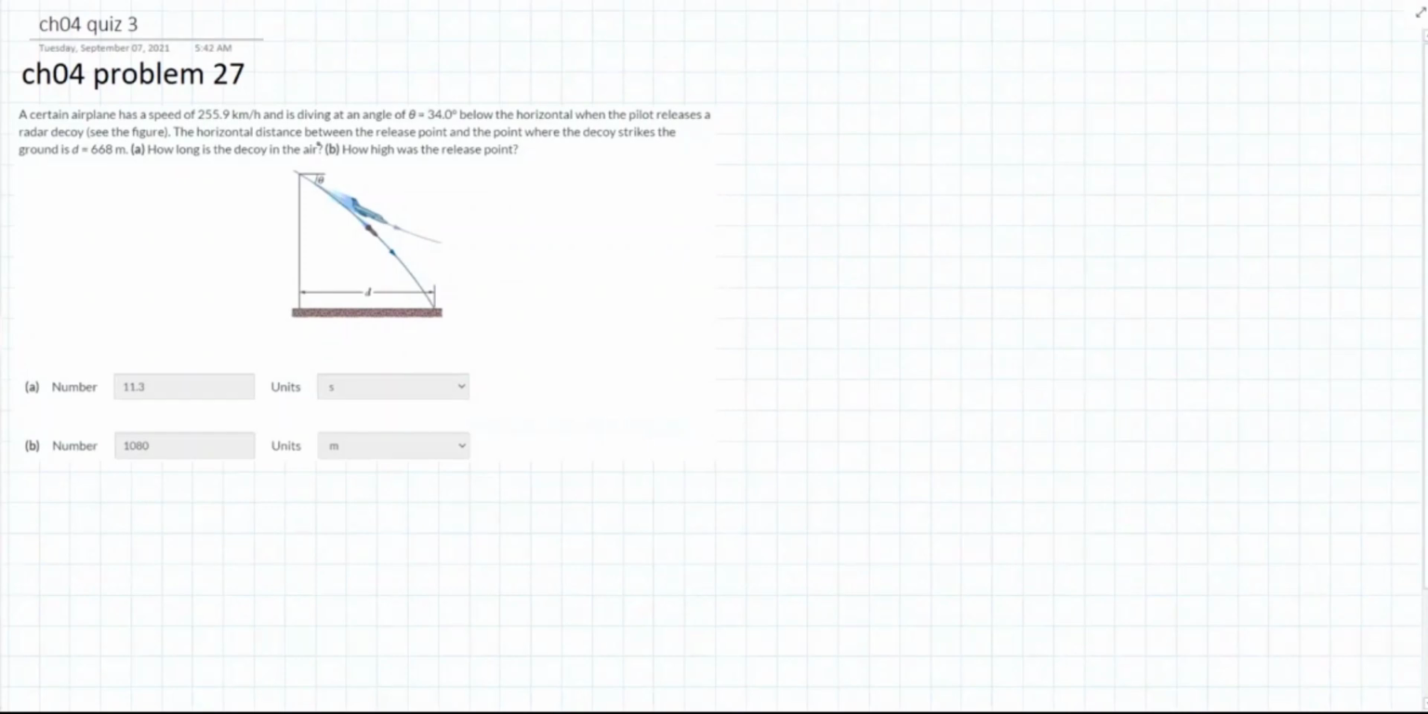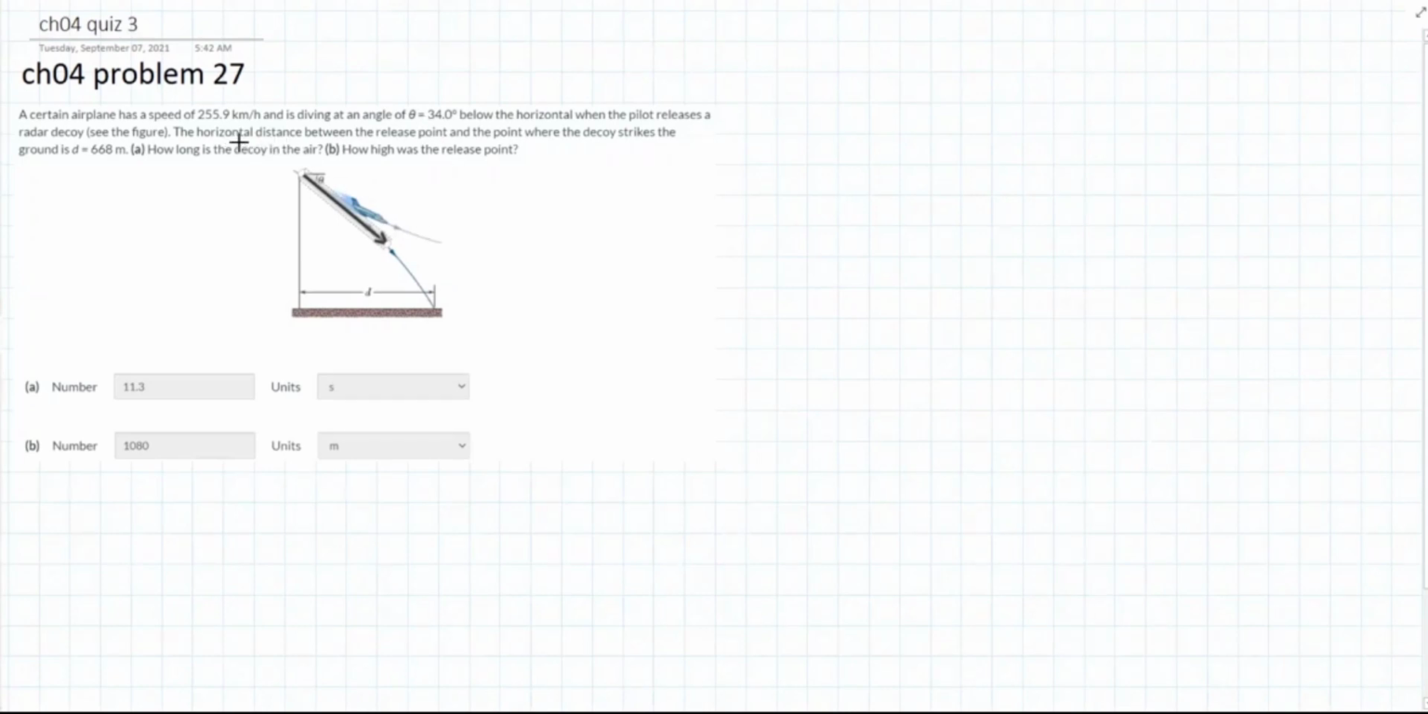An airplane has a certain speed and it's diving at an angle. So this is what's going on. This jet is going into a dive. So at this moment in time, I have a vector looking like that. It's going into a dive, and then it releases a radar decoy. Something's pursuing this jet, and it spits out a decoy. So the radar tracker of the other system locks onto the decoy instead of the jet. It's a way to evade radar detection.